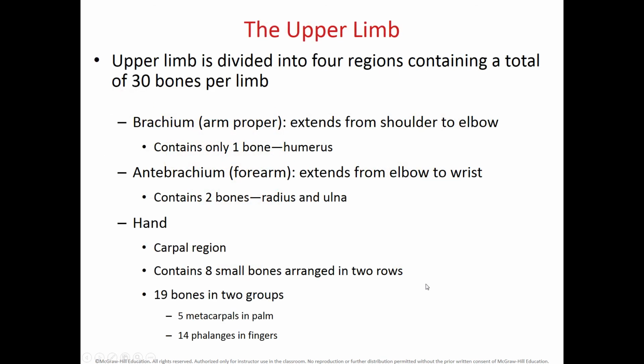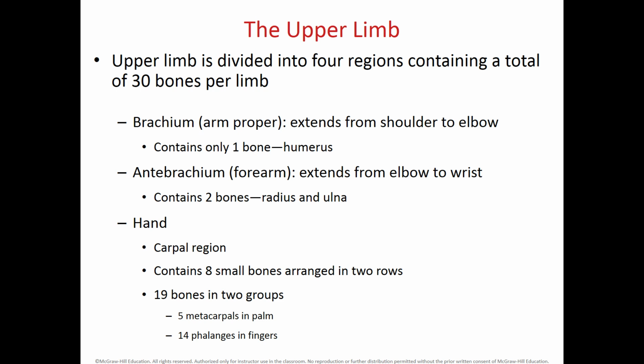Now the upper limb has 4 regions, with a total of 30 bones per limb. The brachium will be the most upper part of the upper limb, which is called the arm proper. It extends from the shoulder to the elbow, and it only has the humerus. Now the antebrachium or forearm extends from the elbow to the wrist. It has 2 bones, laterally the radius and medially the ulna. And then in our wrist, we have the carpal region, which has 8 small bones arranged into rows.